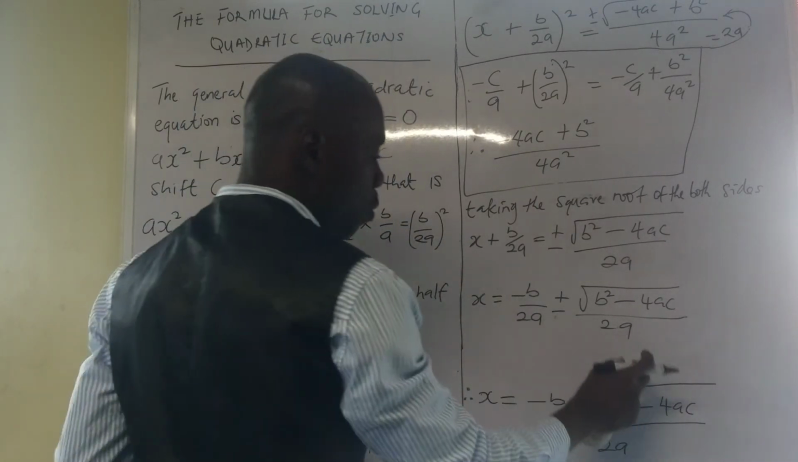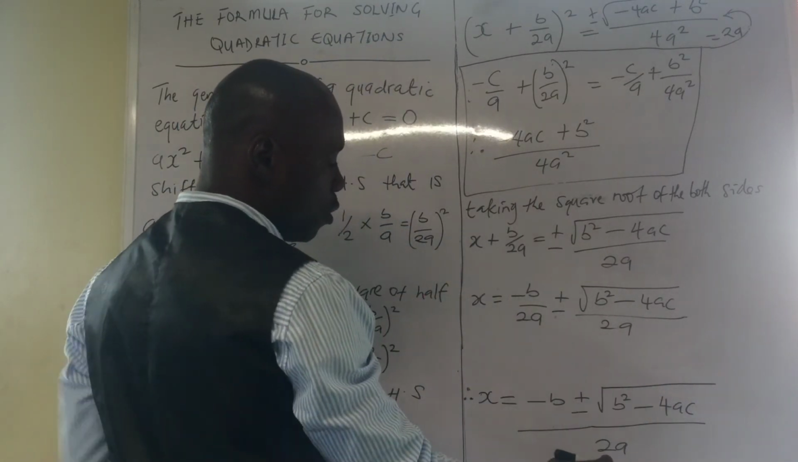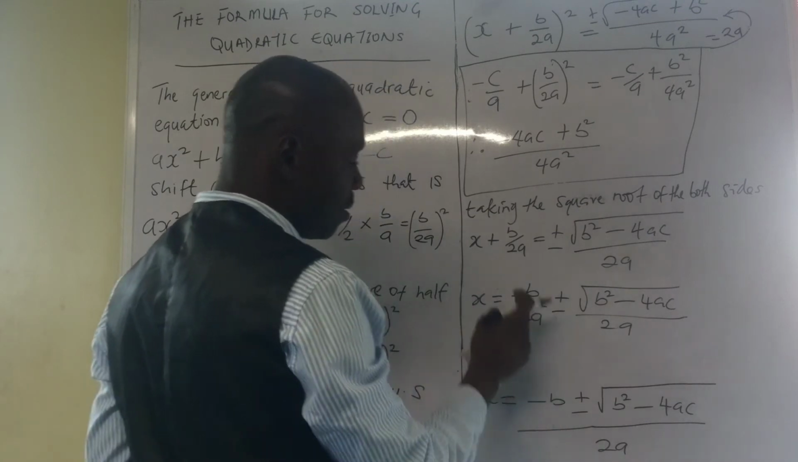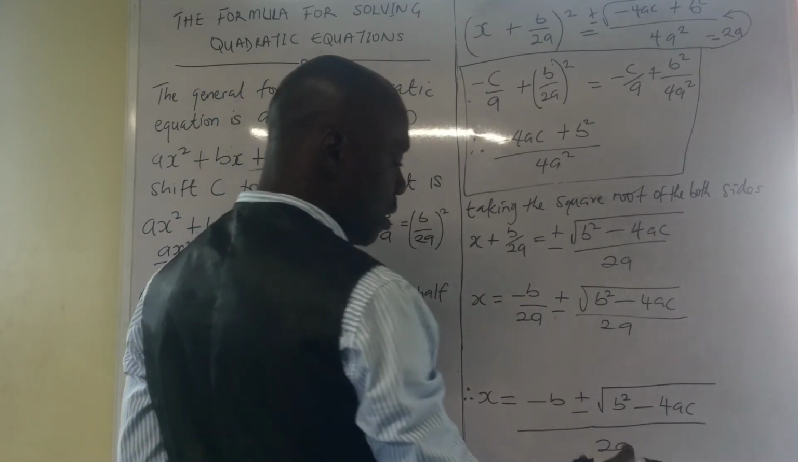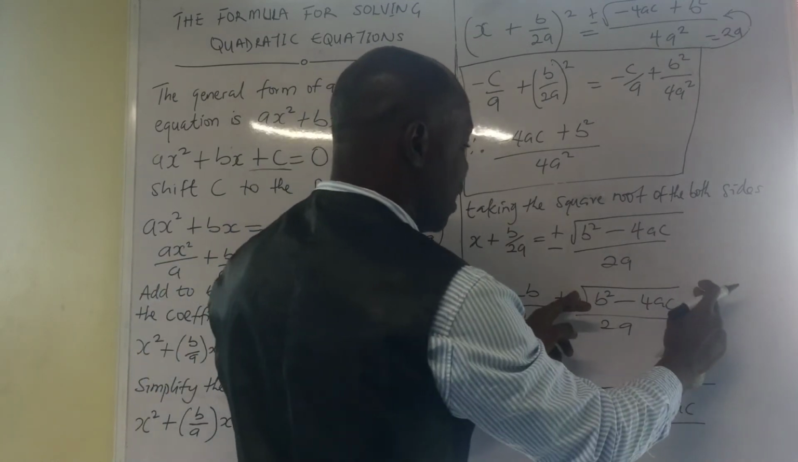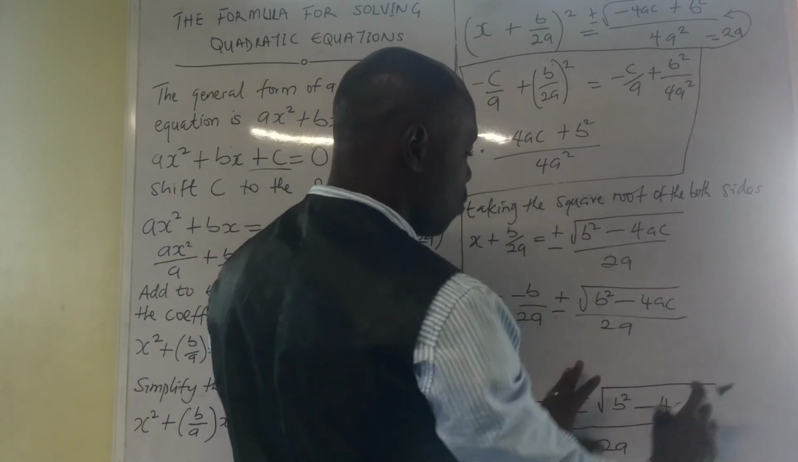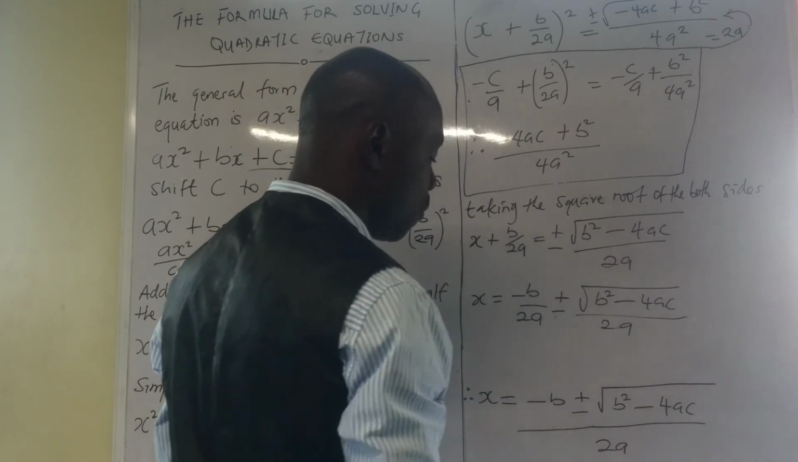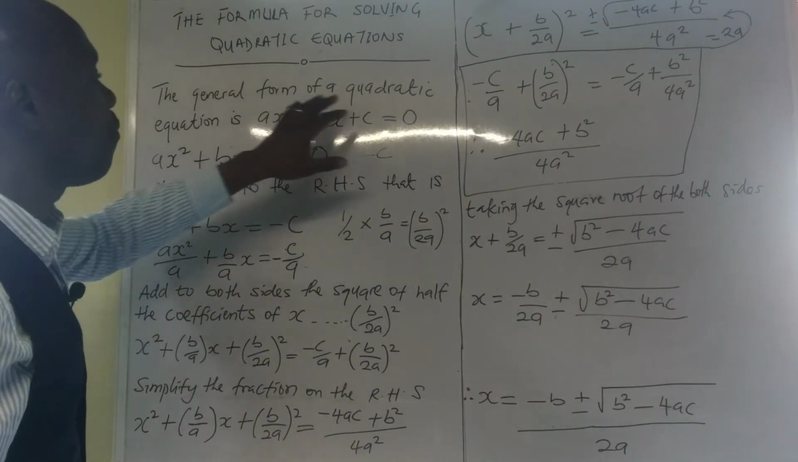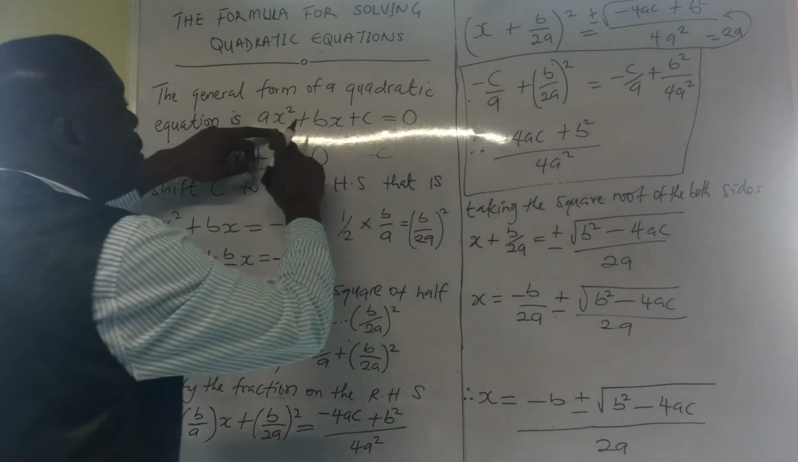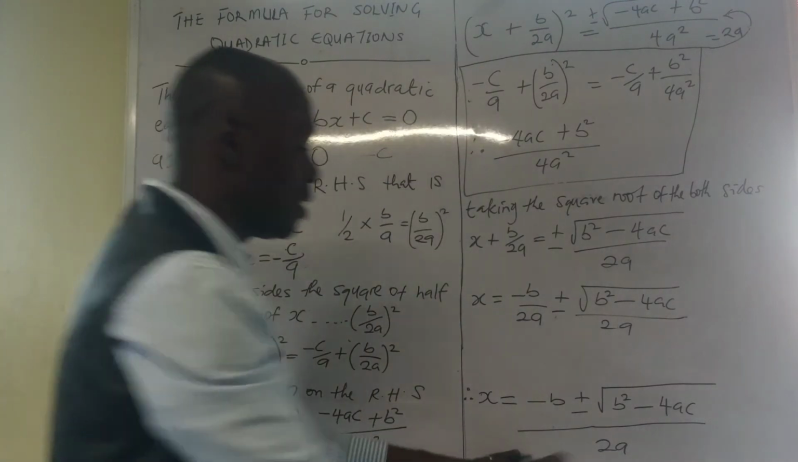We bring out one of the 2a down. So 2a into 1 times negative b will give us minus b plus or minus. Then this one and this one are together. If we multiply them by 1, that's why we just put it here. It doesn't change at all. That is how we arrive at the general formula of a quadratic equation.